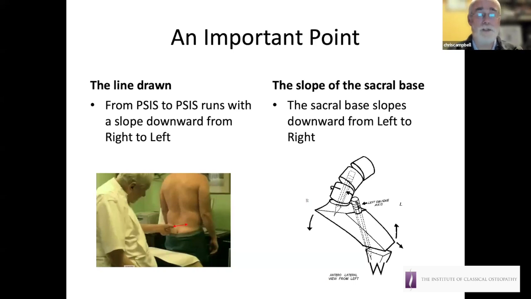And this is, to me, one of the most important things that confuses most people. He talks about the slope always being from right to left. That's the slope of the PSIS, always running that way. The sacral base, on the other hand, runs the opposite way because you're getting this left-on-left rotation, and the right sacral base is dropping forward and rotating to the right.